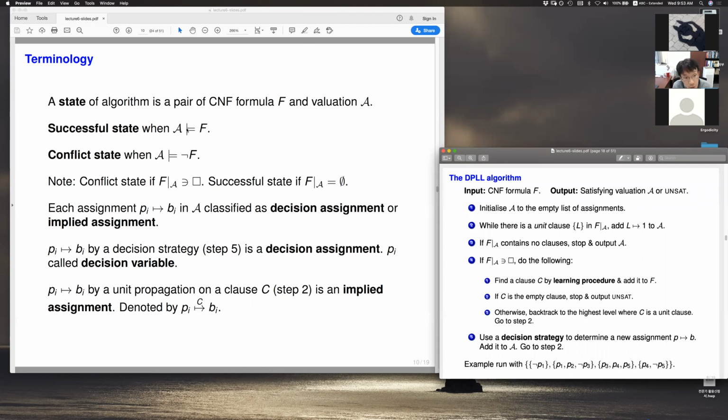We say the state is successful if this valuation entails F, which means that if we simplify F under A, it becomes true. A conflict means A doesn't satisfy F, which means the simplified version of F contains a box, a contradiction. So these are the two classifications of state, and there is a third kind of state where we don't know. So a state is a formula and a valuation, and it is successful, in conflict, or undetermined. Those are the three possibilities. The DPLL algorithm works by changing this state from one to another.